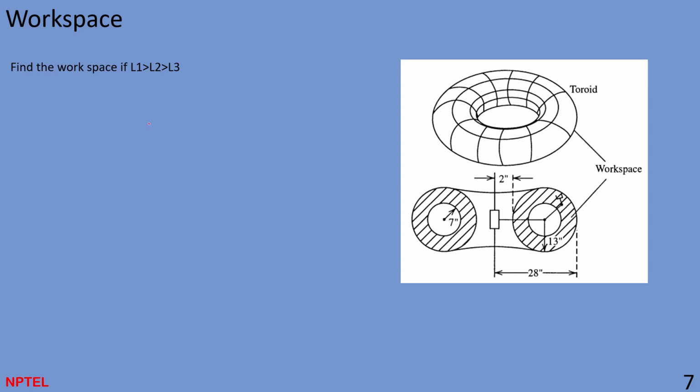This is my pointer. So we have L1, the link one, the bigger link, and this is L2. All this diagram will satisfy this constraint, L1 and L2. And we want to know what is the workspace, how much workspace it can cover.